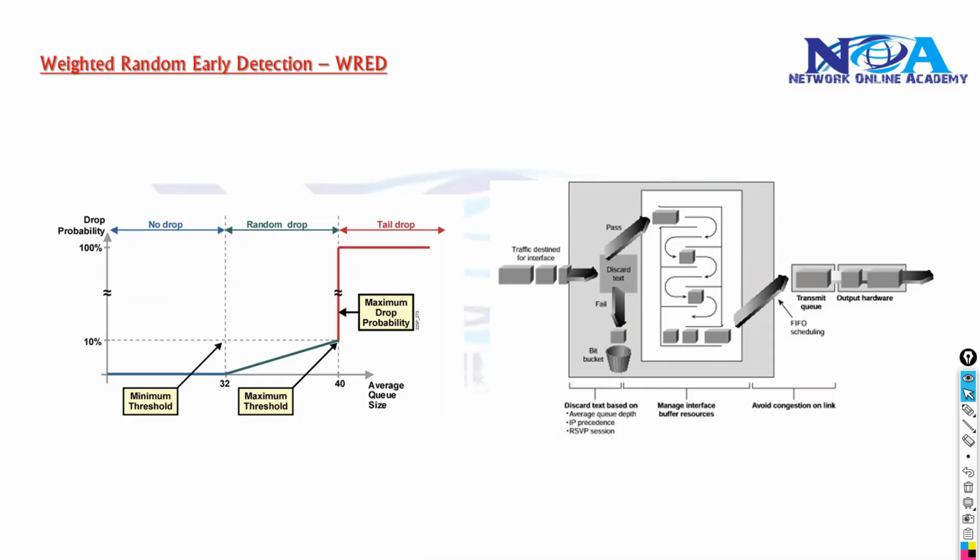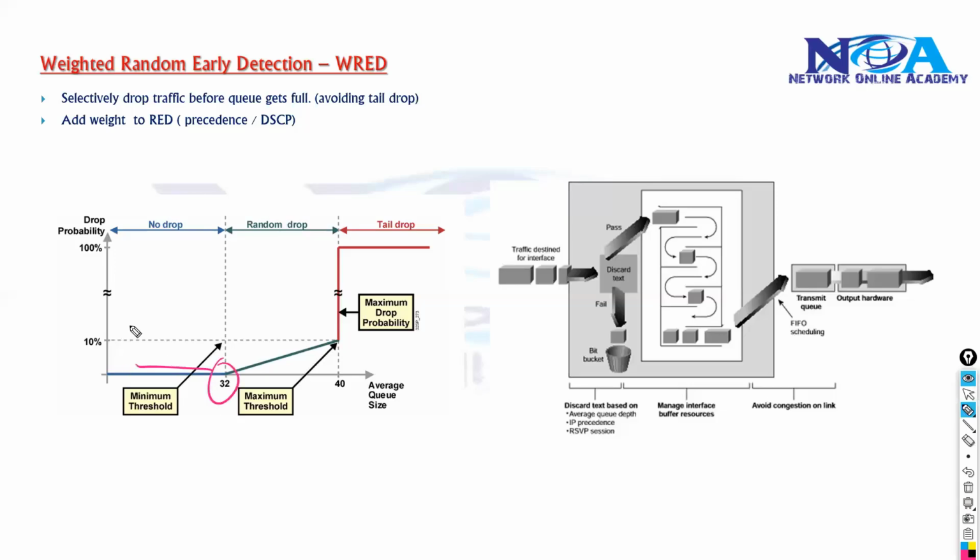The congestion avoidance mechanism we'll talk about is weighted random early detection. The concept of weighted random early detection is exactly the same as random early detection, which we discussed. Here also, we configure some values, and as long as the traffic is within the minimum threshold limit, it's going to do no drop. Once it starts exceeding, it will start doing the random drop. Let's say anything between 32 and 40, it will do random drop, and anything exceeding, it will do tail drop.